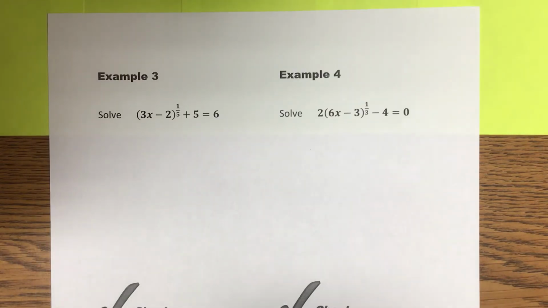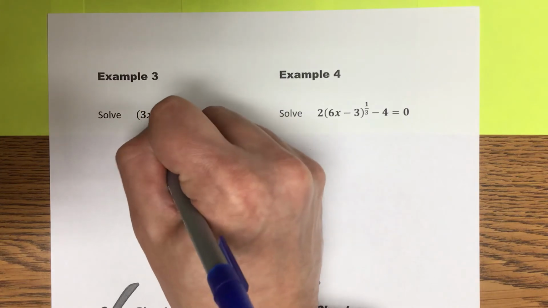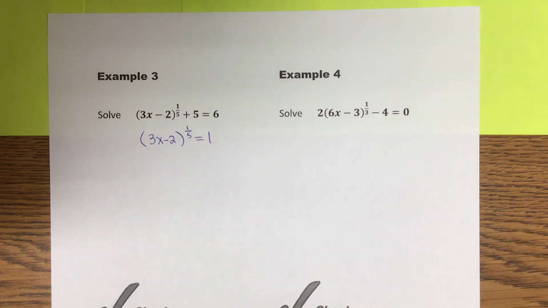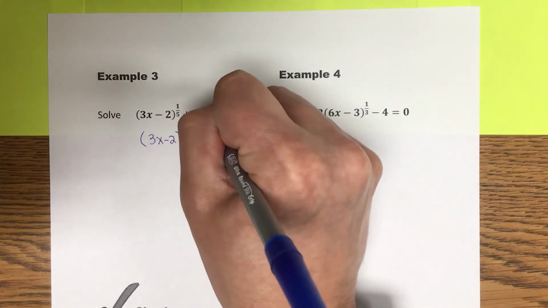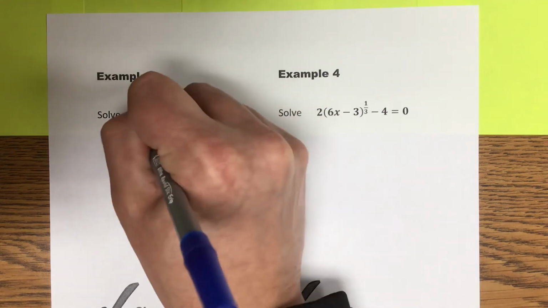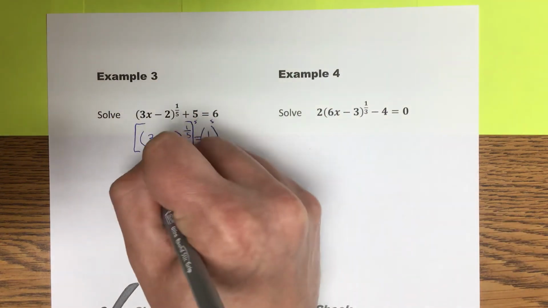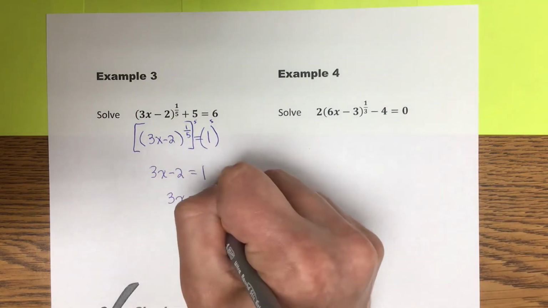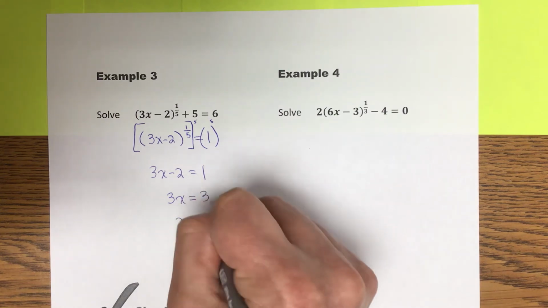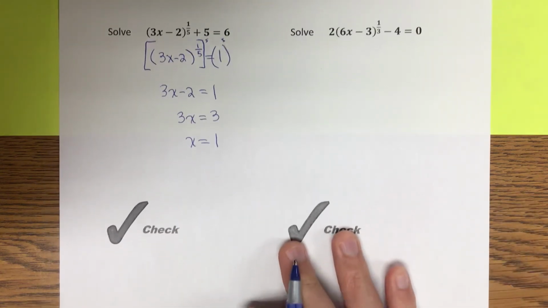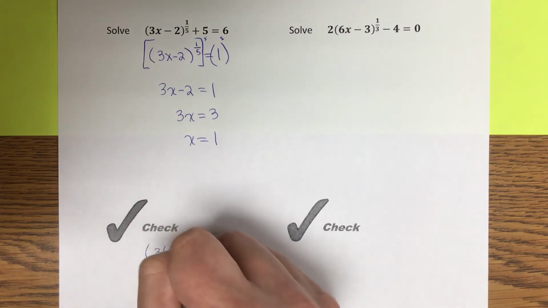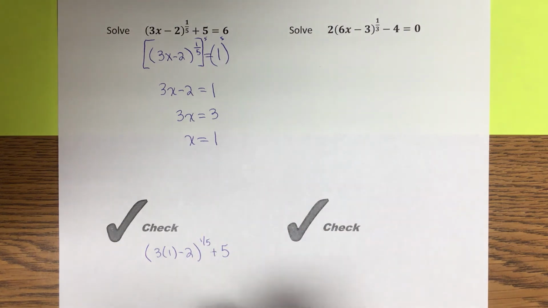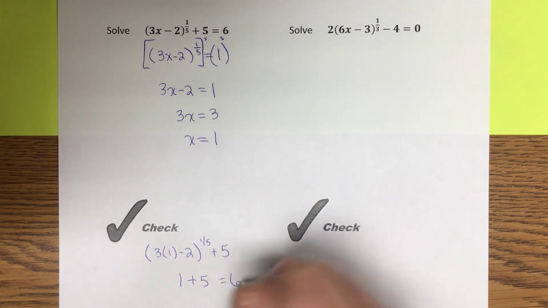Number 3 here, I'm going to subtract the 5. And then I'm going to raise both sides to the 5th power. And so I get 3x minus 2 is just equal to 1. And then I'm going to add the 2 and then divide by 3. So I get a value of 1 here. So that would be 3 times 1 minus 2 raised to the 5th power and then plus 5. So that's going to be 1 plus 5, which is indeed 6.